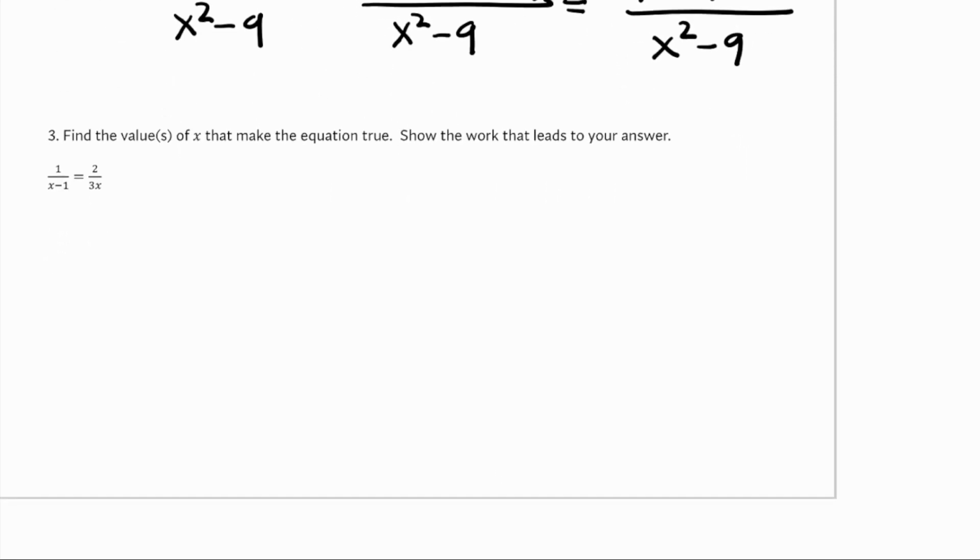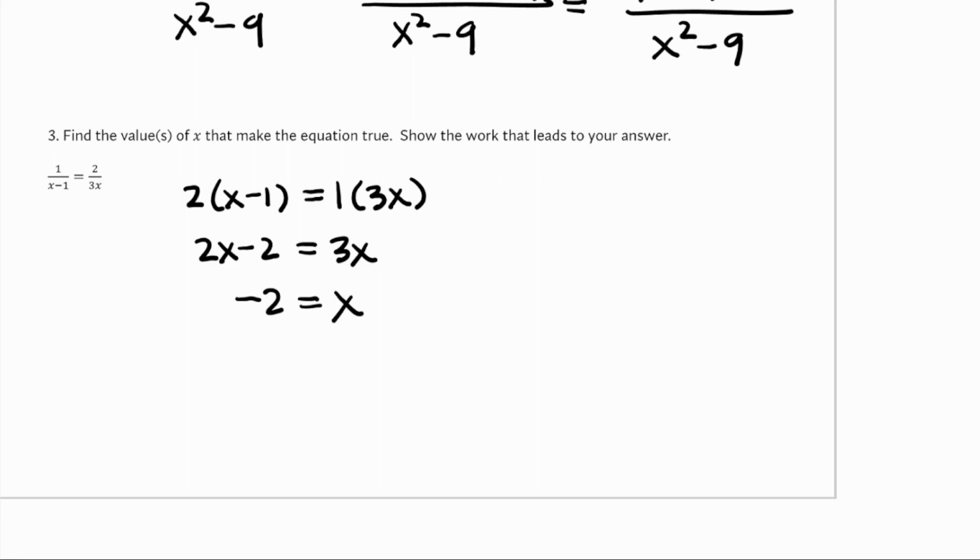Okay, number 3 is asking for the values of x that make the equation true and asking us to show our work. Okay, we're going to do cross multiplication here, so I'm going to say 2 times x minus 1 equals 1 times 3x. So that would be 2x minus 2 equals 3x. I might subtract 2x from both sides and get negative 2 equals x.